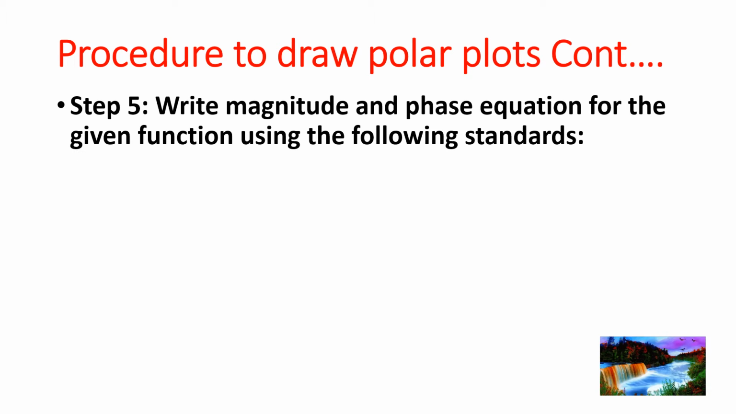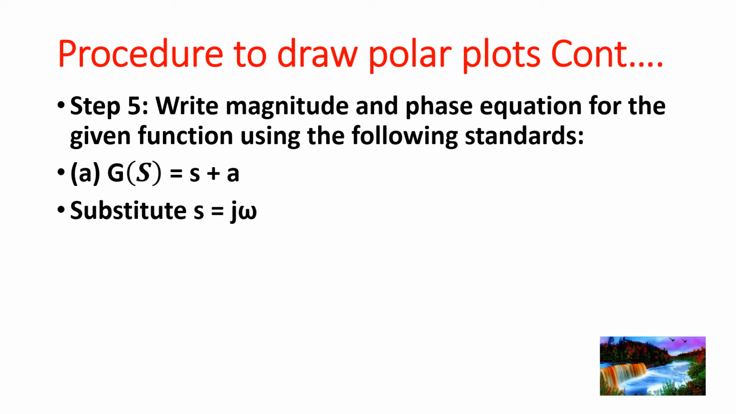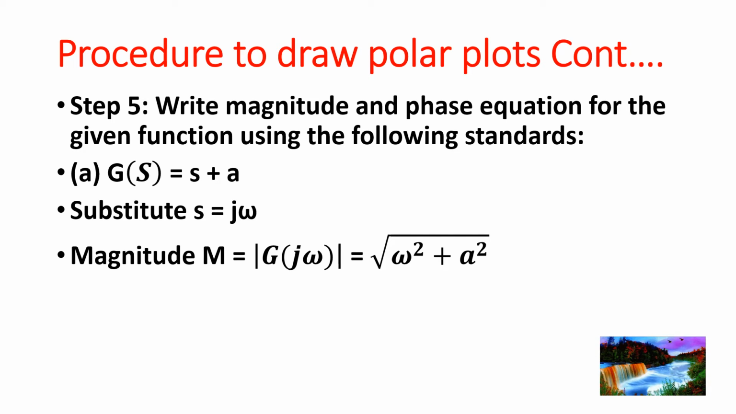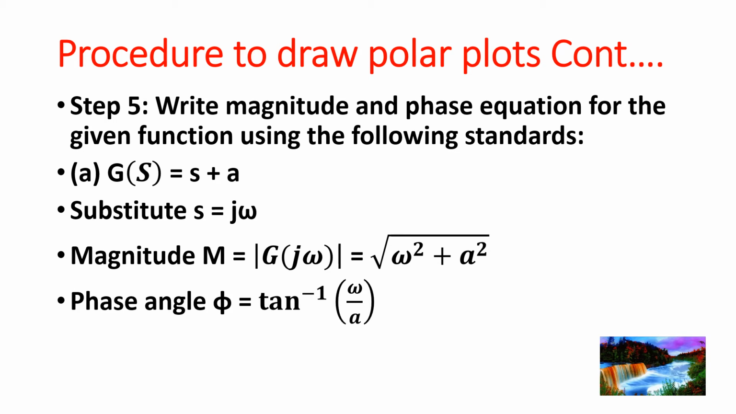Step 5. Write magnitude and phase equation for the given function using the following standards. A. G(s) is equal to s plus a. Substitute s is equal to jω. The magnitude M is equal to magnitude of G(jω), that is equal to square root of ω square plus a square. Phase angle φ is equal to tan inverse of ω by a.